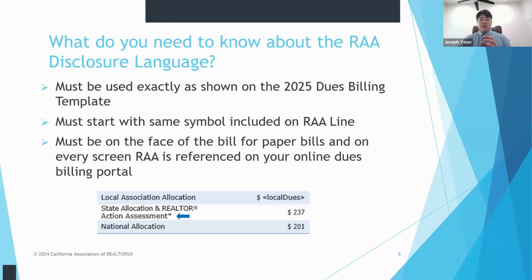In the RAA disclosure paragraph, I know many of you are familiar with it. We have to take it verbatim from the 2025 dues billing template. There was no update, so as Keesman mentioned, minimal changes, but we have to remember, right? And again, the RAA symbol that you use has to reference the RAA paragraph. And for paper bills, the RAA disclosure paragraph must be on the face of the bill. And for your online portal, it has to be on the same screen that the RAA is referenced.